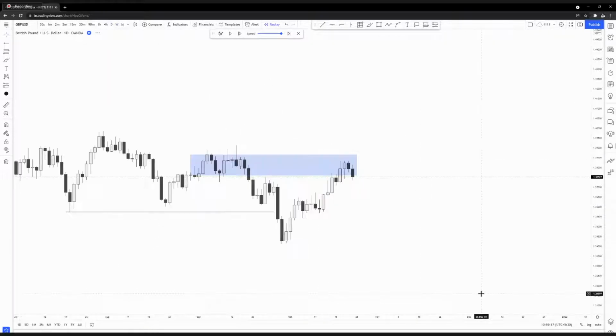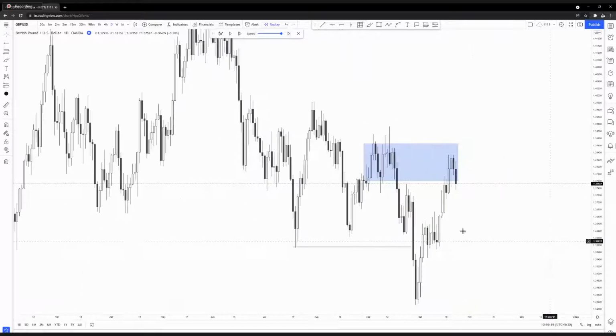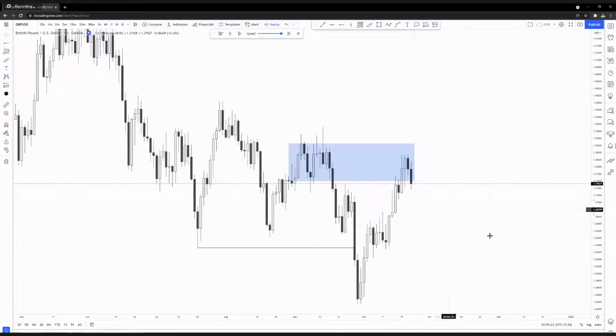Then go to the daily. Then I go to the daily, and on the daily, what am I going to do? I'm going to mark out my trading range. The trading range on the daily. Now, I'll delete this for a while, but keep in mind that this was a weekly point of interest.